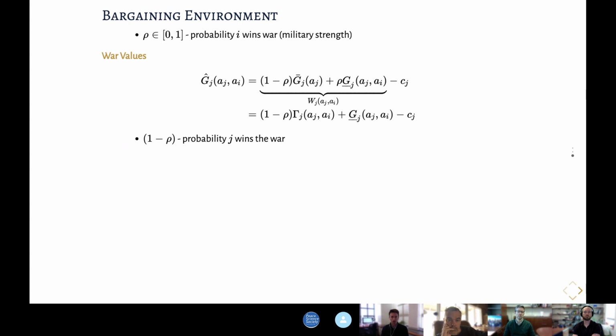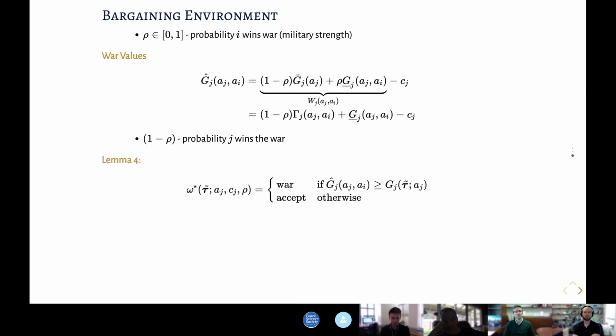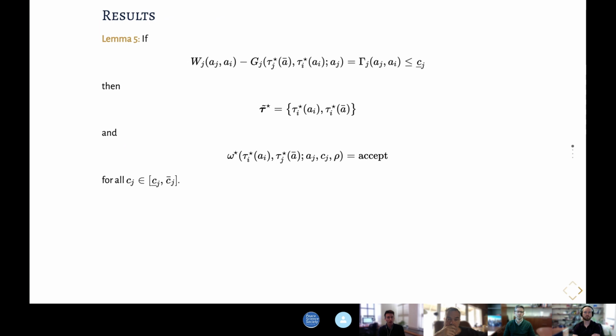We're going to let rho denote the probability that the home government wins. So for the foreign government, with probability 1 minus rho, they're going to win the war and get to implement their ideal policy, getting utility G upper bar. With complementary probability, they're going to lose, get utility G lower bar, and there'll be some cost Cj that they pay if war occurs. Now their reaction function can be characterized quite simply. They're going to fight whenever their utility for war is greater than the utility that they get under Home's offer.